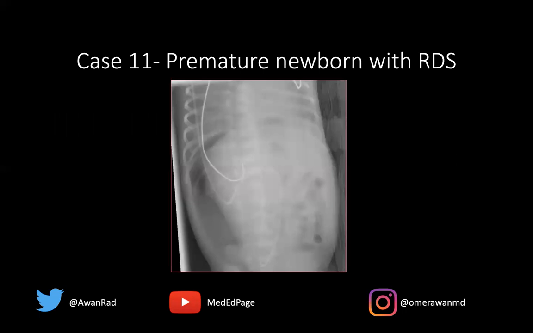This is case 11, a premature newborn with RDS. Notice that we have a lot of free air under the diaphragm. This is a patient with necrotizing enterocolitis, right? So it typically presents with free air under the diaphragm. You can have air outlining the wall of the bowel. That can also be seen in necrotizing enterocolitis, right?